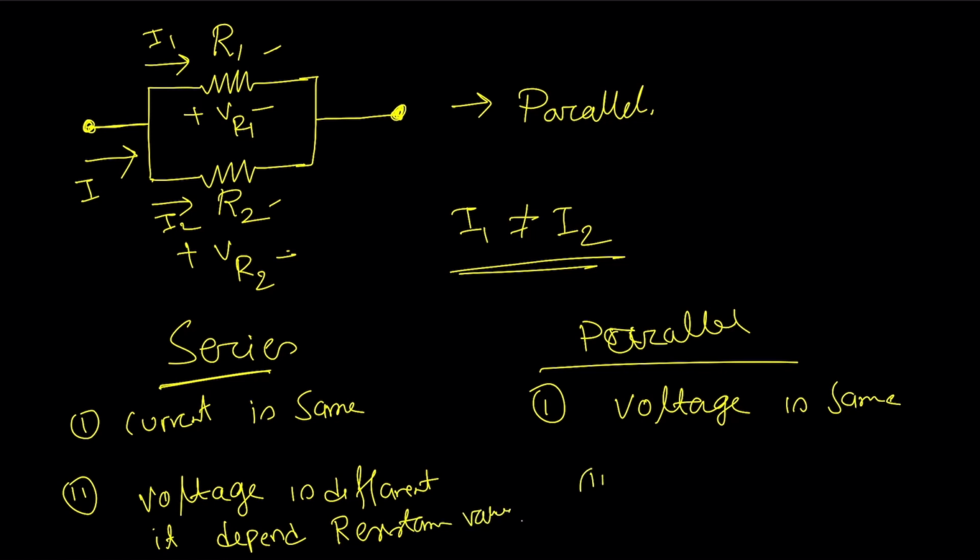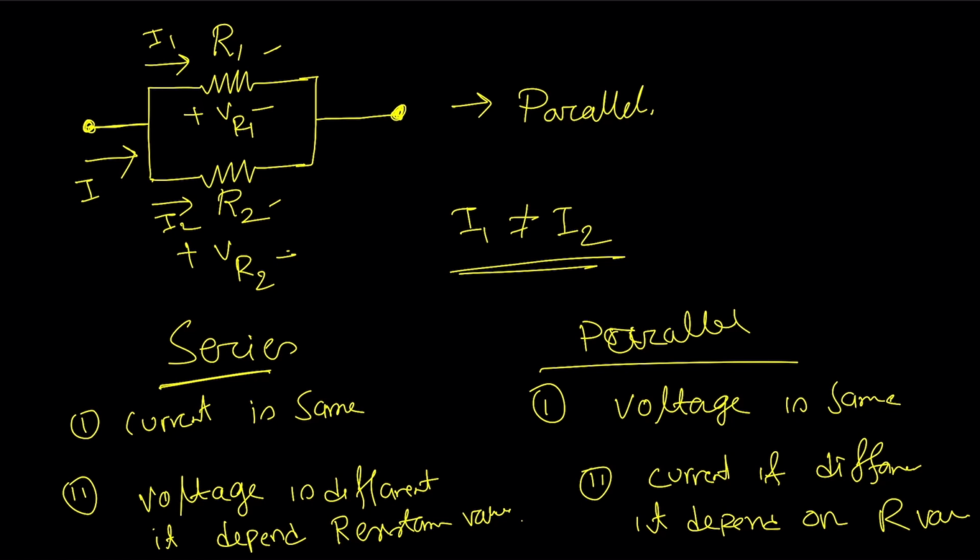Okay, for parallel, current is different and it depends on resistance value. So I think you already understand the basics of series and parallel. Now you can see here for the series connection current is the same, right? And for the parallel, voltage is the same, right?